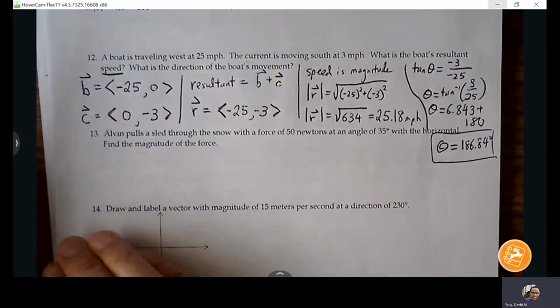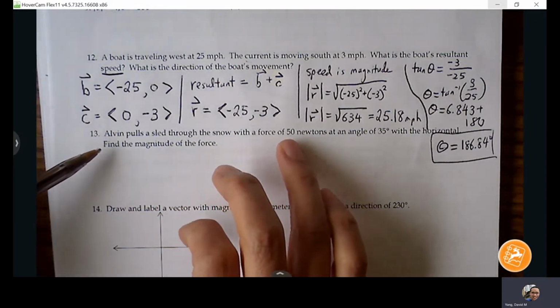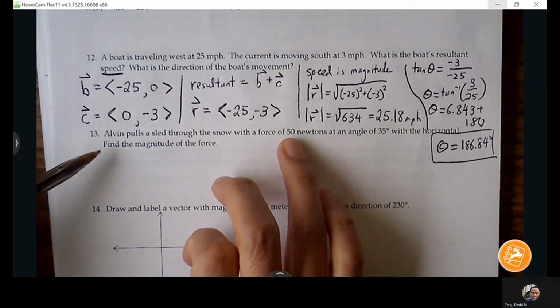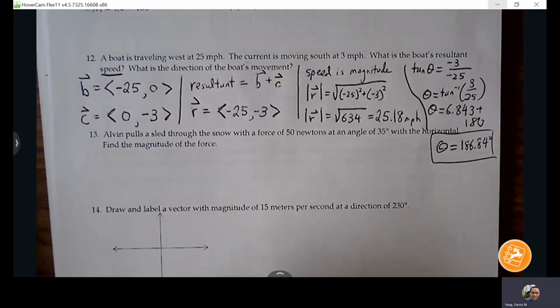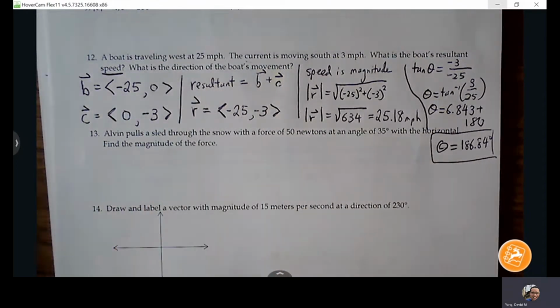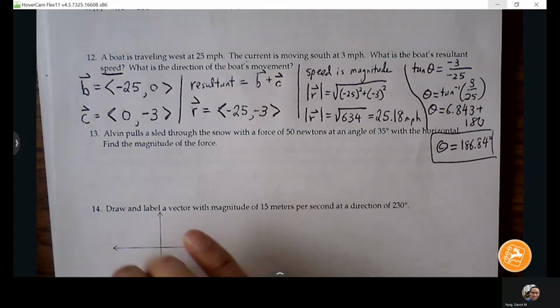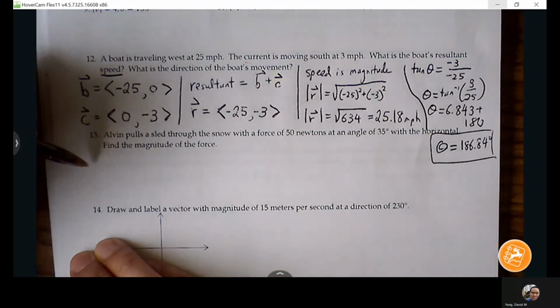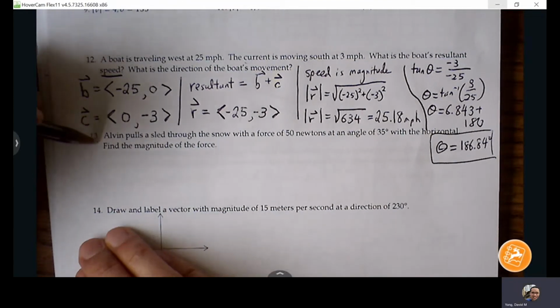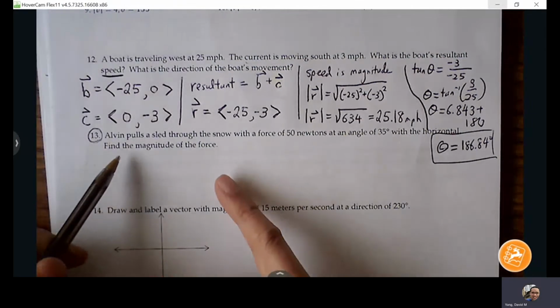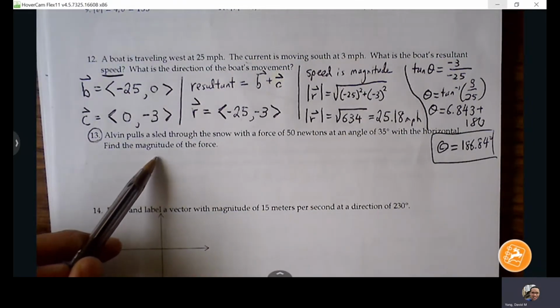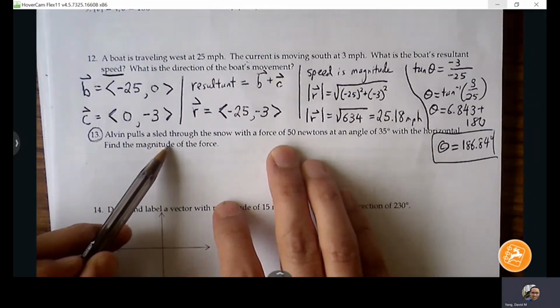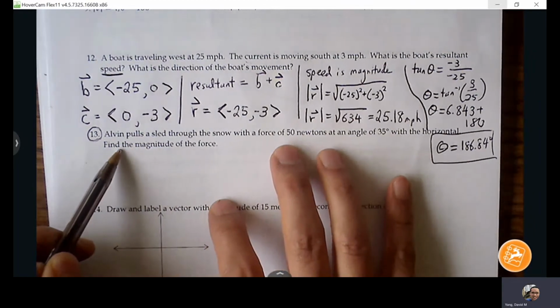Let's see if we can squeeze in number 13 as well. Alvin pulls a sled through the snow with a force of 50 newtons. Angle 35 degrees. Find the magnitude of the force. Actually, let me come back to this one here, the wording. Okay, yeah. Let me come back to this one.